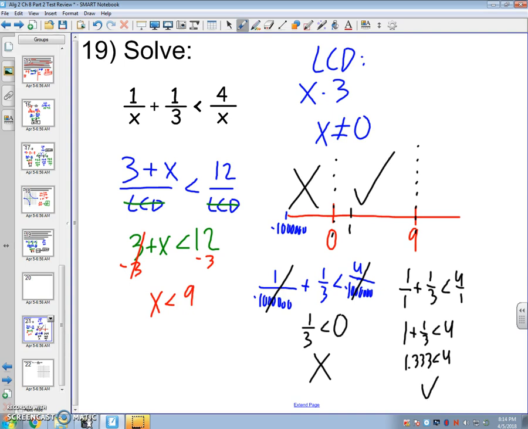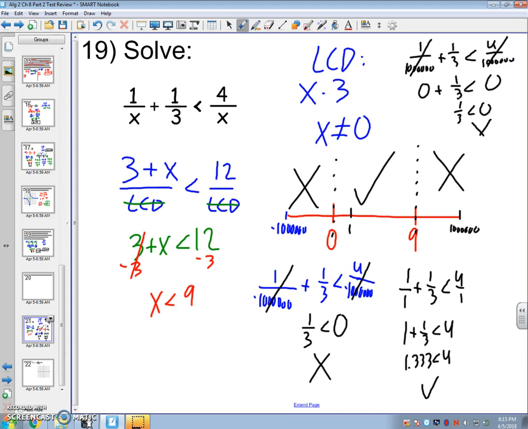Right section, I'll pick positive a million. Alright, I'll check it out. 1 over a million plus 1 over 3 should be smaller than 4 over a million. Again, when you divide 1 by a million, it's so tiny, it's pretty much 0. 4 divided by a million is also pretty much 0. So is 1/3 smaller than 0? Is a positive number smaller than 0? The answer is no, that's false. So that's out. The only section that works here is the middle section, between 0 and 9.